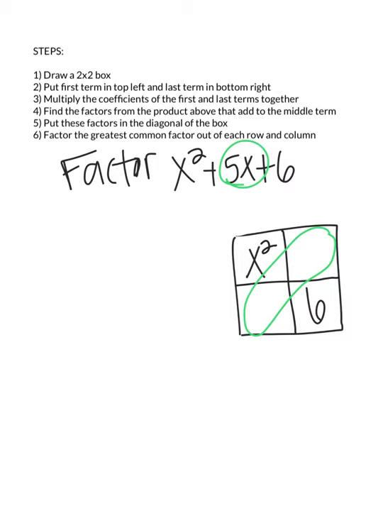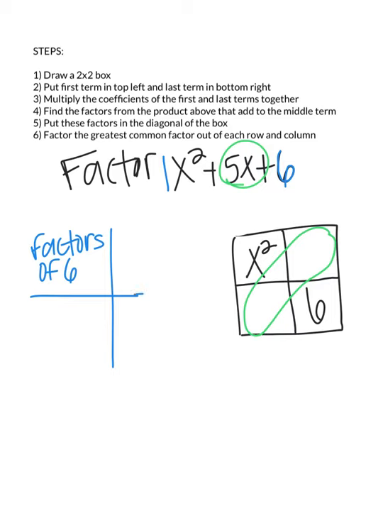So now we need to move to the third step. Multiply the coefficients of the first and last terms together. So the coefficient of the first term is 1, because this is really 1x squared. You just don't have to write the 1. And then the last coefficient is 6. So we're going to multiply the first and the last together. So we're going to multiply 1 times 6. So 1 times 6 is 6. And we need to find the factors of 6 that add up to the middle term, which is 5.